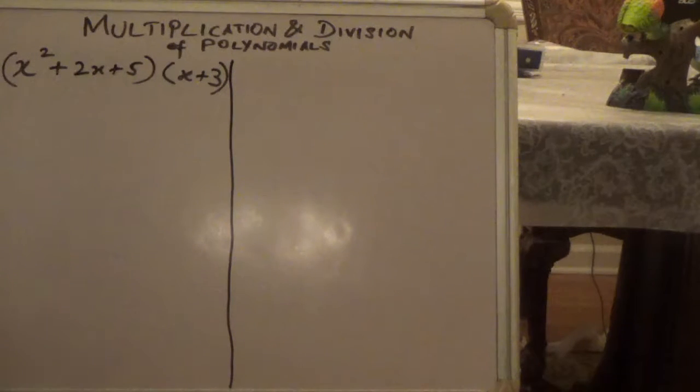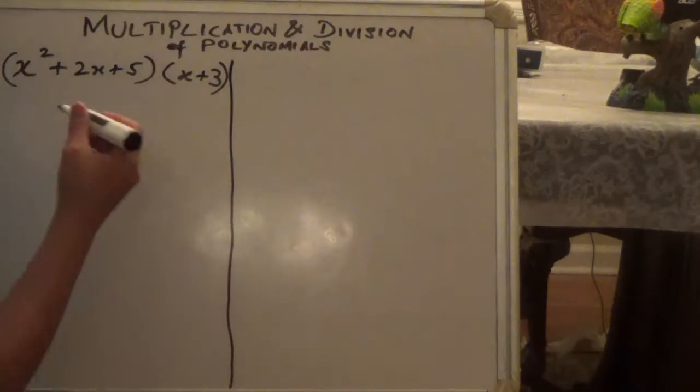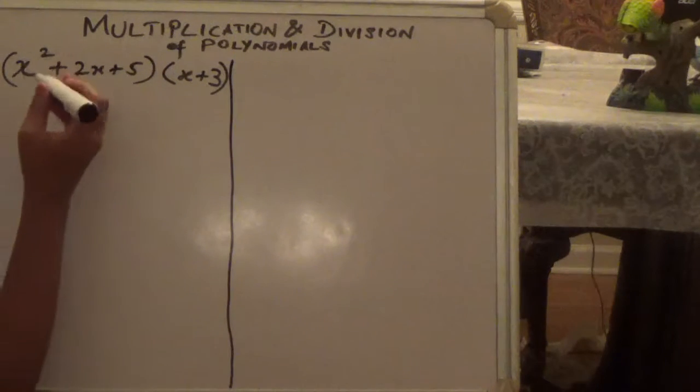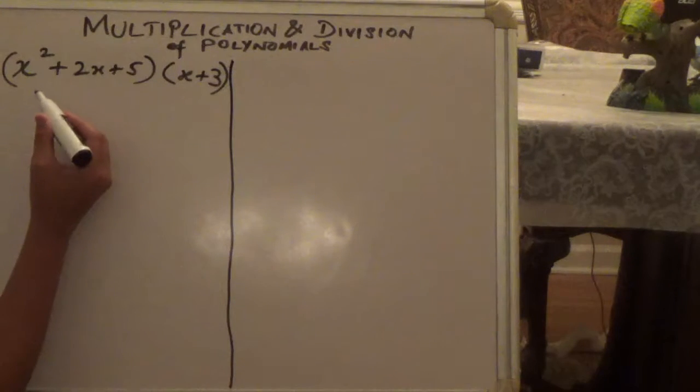Polynomials. If you know it's not difficult, it's just tedious, which means it takes a long time and is slightly boring, but okay. So x squared plus 2x plus 5 times x plus 3. Okay, so let's just start multiplying.